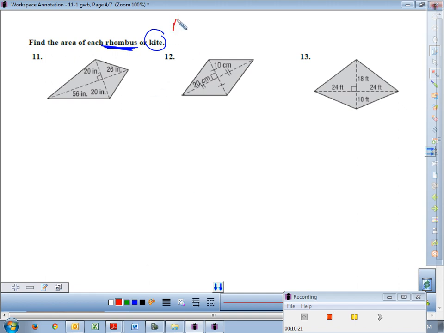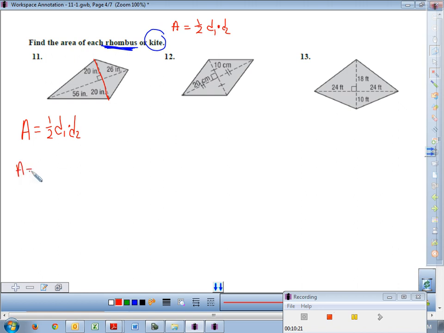So area of a kite equals 1/2 D1 times D2, where the D stands for diagonals, because a kite has two different diagonals. But realize they're multiplied together, and then you take half of them. So the area equals 1/2 diagonal 1 times diagonal 2. And realize you need the whole diagonal length.